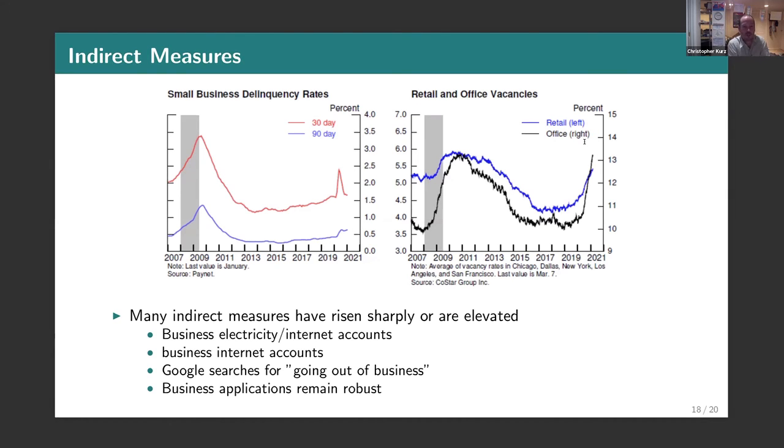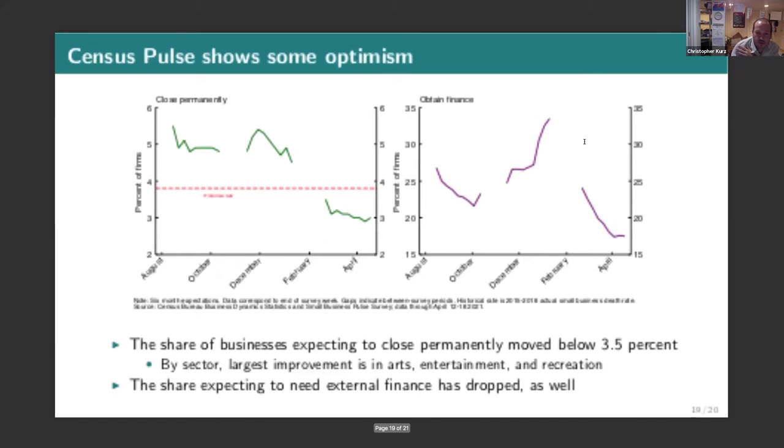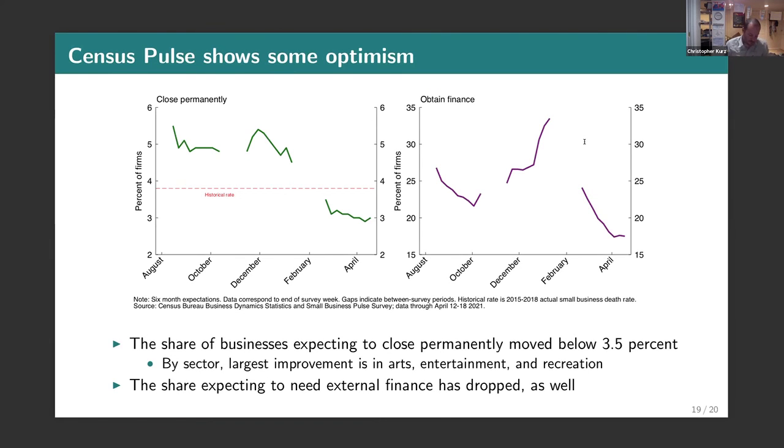Things like small business delinquency rates, office and retail vacancies. These were elevated for a bit, and in some cases still are. We also looked at things like business electricity accounts, internet accounts, and Google searches for going out of business, and these have all made sense over time. In some cases they point to still elevated rates, but in many situations, it also shows that things have moved back a little more towards normal.